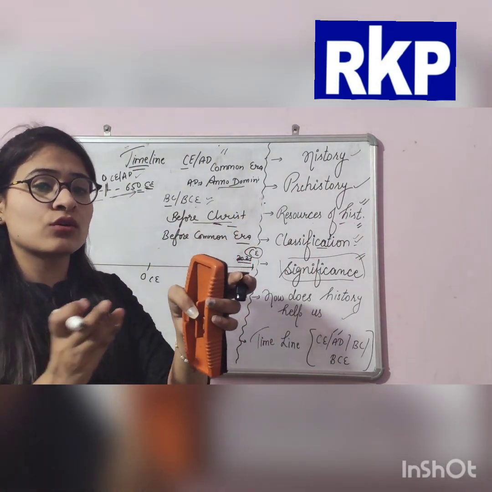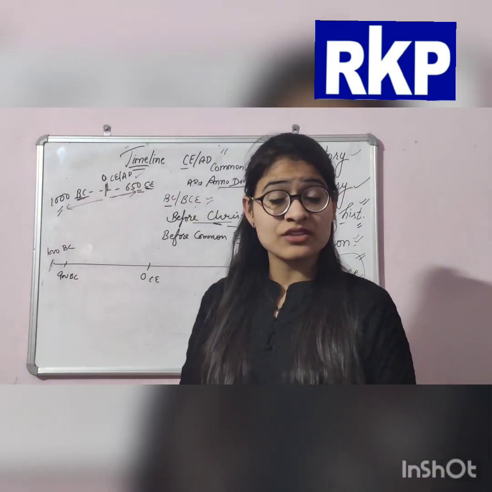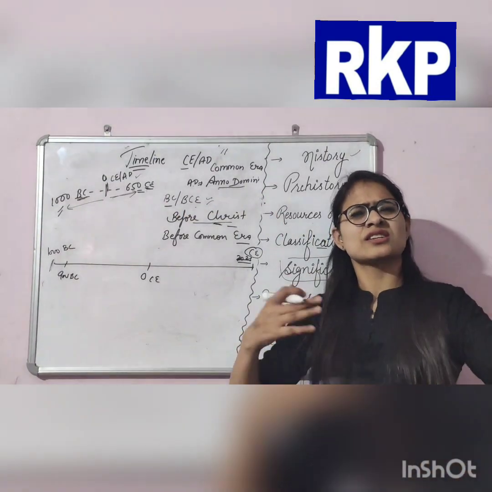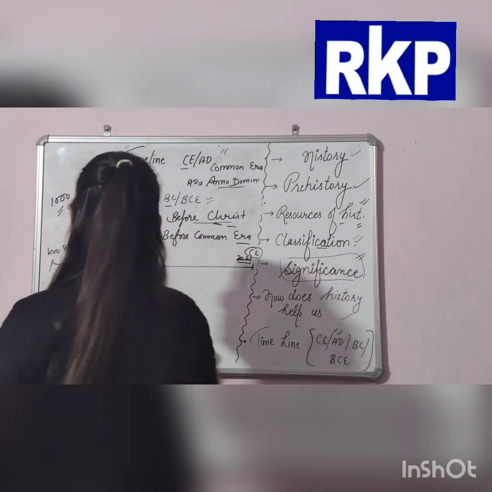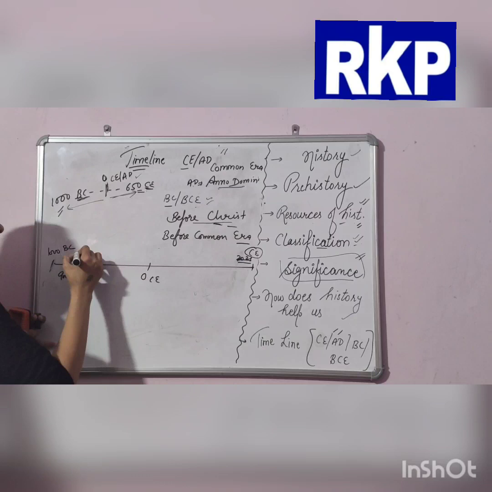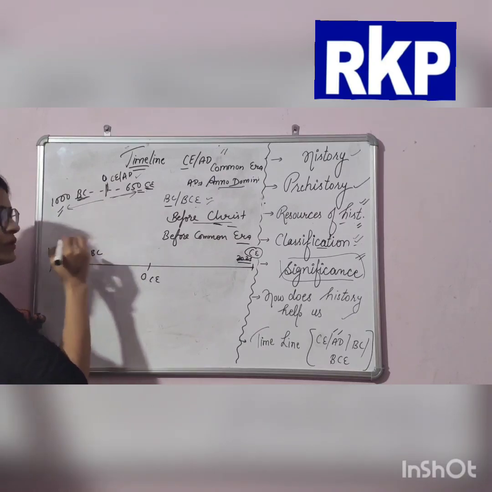It will go till 700 as well. It will go till 600 as well, 650, 640, 630, 500. It will go till then. So we are supposing that it came till 650 BC.